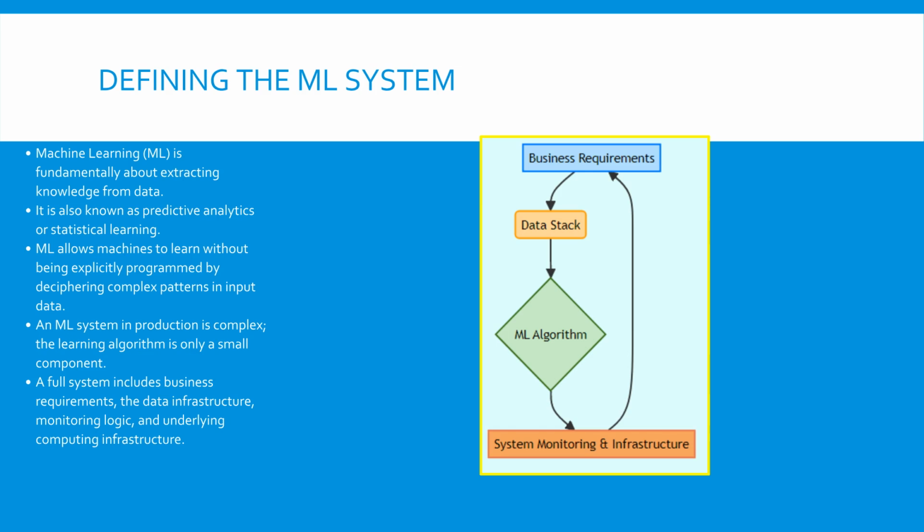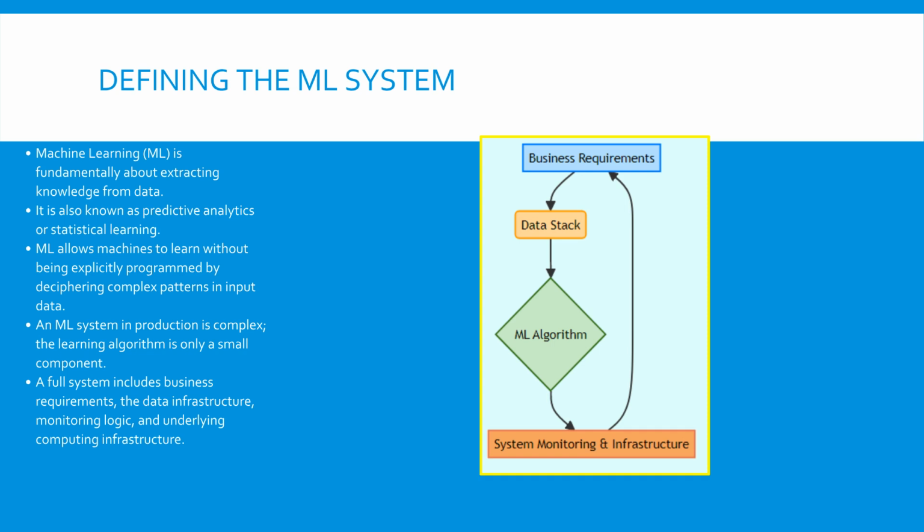This diagram illustrates the key components that make up a real-world machine learning system. It starts with A, the business requirements, which define the goal of the system. This leads to B, the data stack, where data is collected and processed. The data then feeds into C, the ML algorithm, which is the core learning engine. Finally, D, the system monitoring and infrastructure. Make sure the model is running correctly and efficiently.